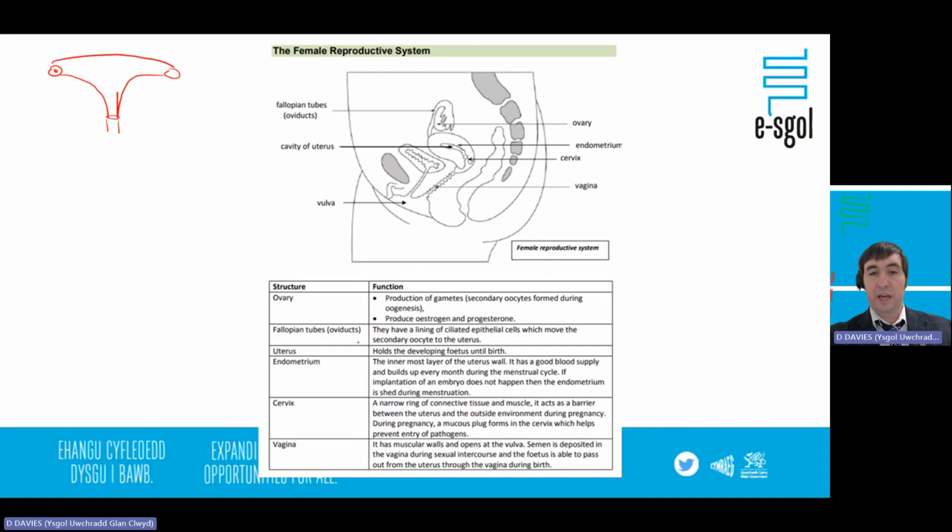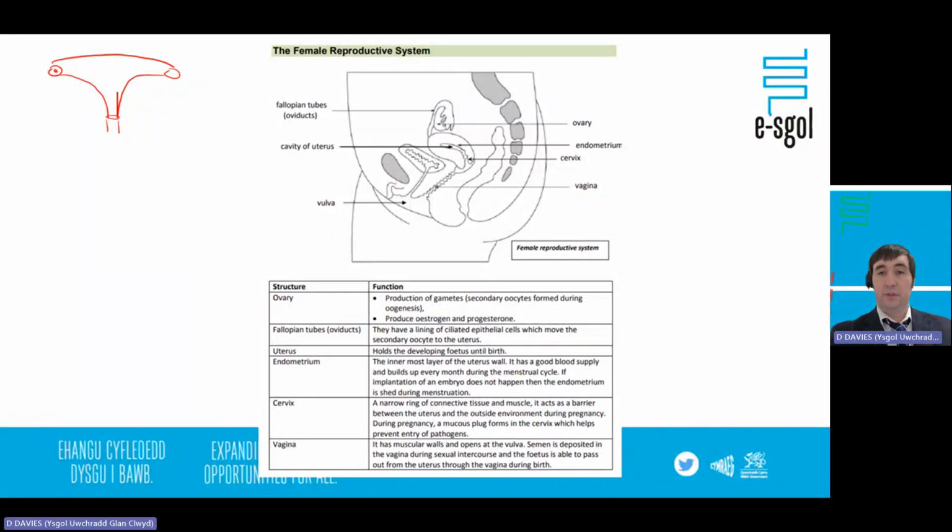The fallopian tubes, or the oviducts. Duct is another word for just tube, and ovi as in ovary. So the fallopian tubes, or the oviducts, connect the ovary to the uterus, and they have a lining of ciliated epithelial cells. They are the cells with little hairs on top that wave backwards and forwards, and they waft the secondary oocyte down into the uterus.